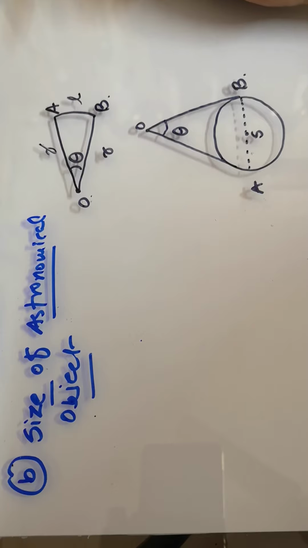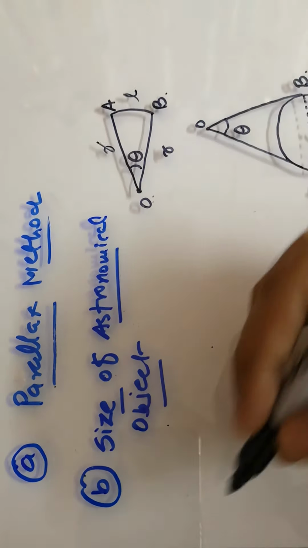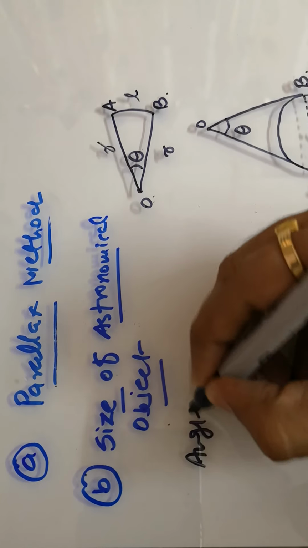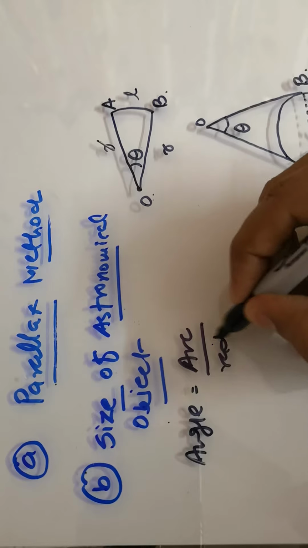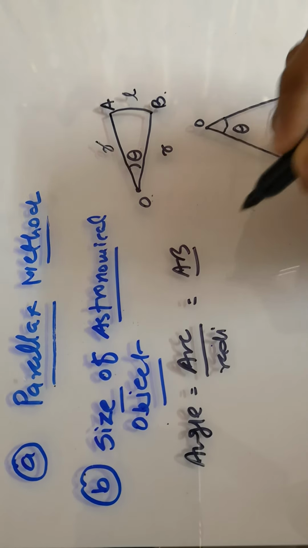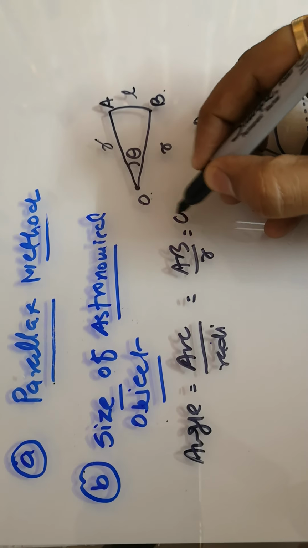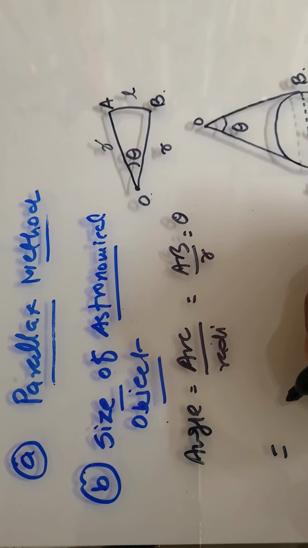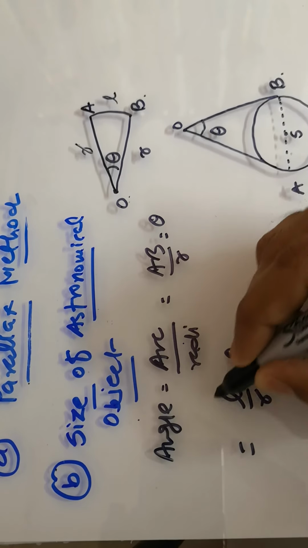You are aware of the previous clip, which dealt with the formula: angle equals arc by radius. Let's say we have our arc called AB, and my radius, or distance, would be R. So I can say that this is theta. I have mentioned that AB equals L, so my formula is L upon R equals theta.